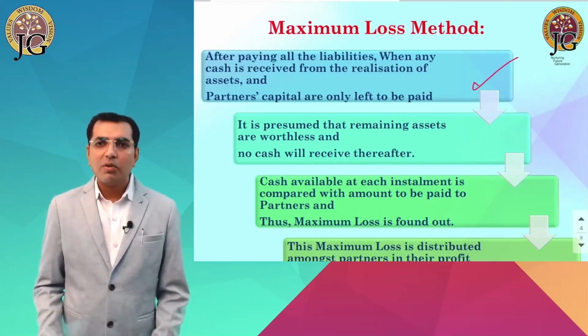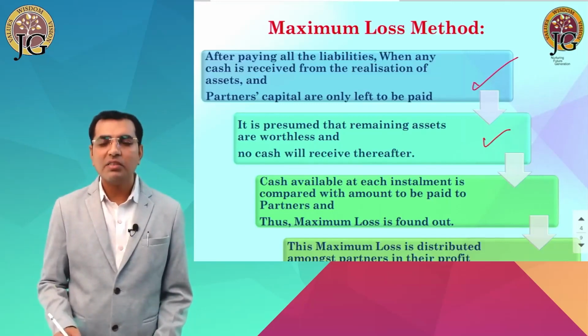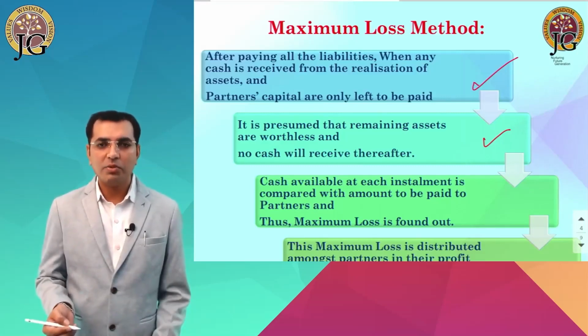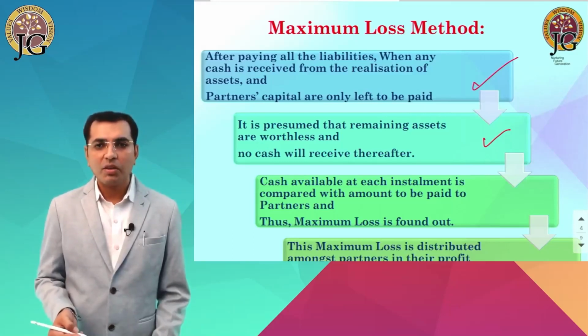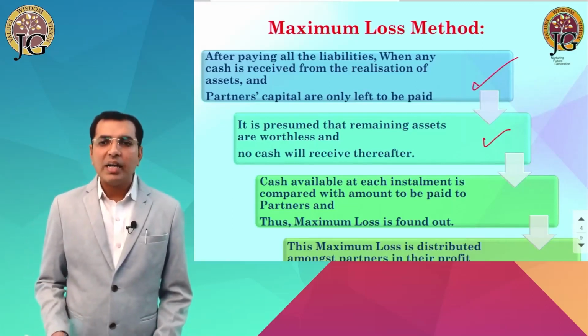Now, in the maximum loss method, it is presumed that the remaining assets are worthless. Remaining assets, that means the remaining installments, the remaining piecemeal cash that is yet to come, is assumed by the partners to be worthless, that it will not come. At that time, we have to do the distribution with whatever cash has come in the current situation. So the firm actually assumes that the remaining assets are worthless and no cash will be received thereafter. Then whatever cash is available in the current situation at every installment is compared with the partners' capital.